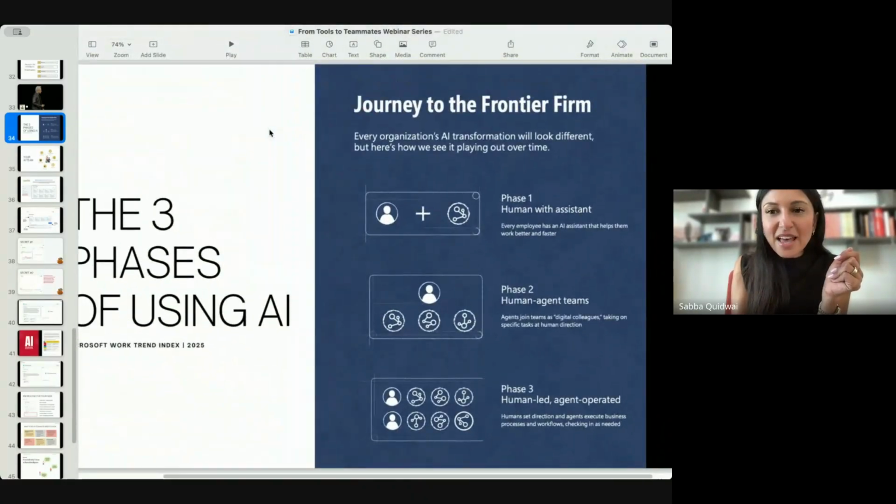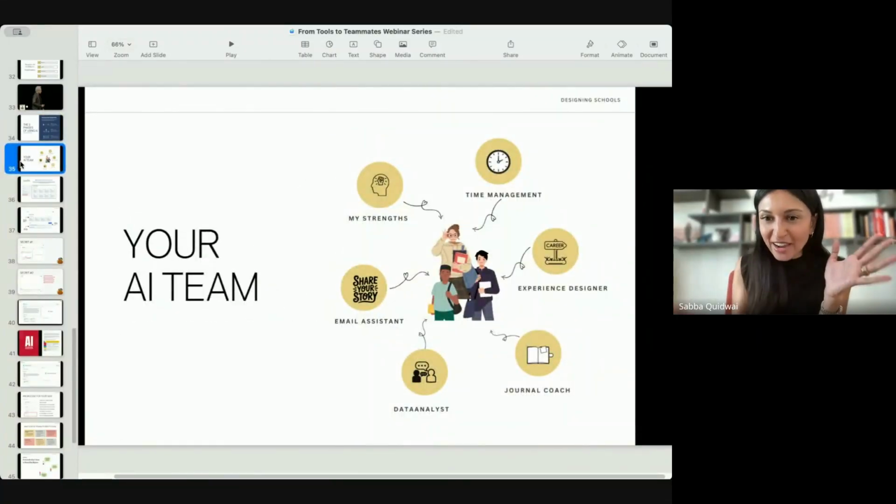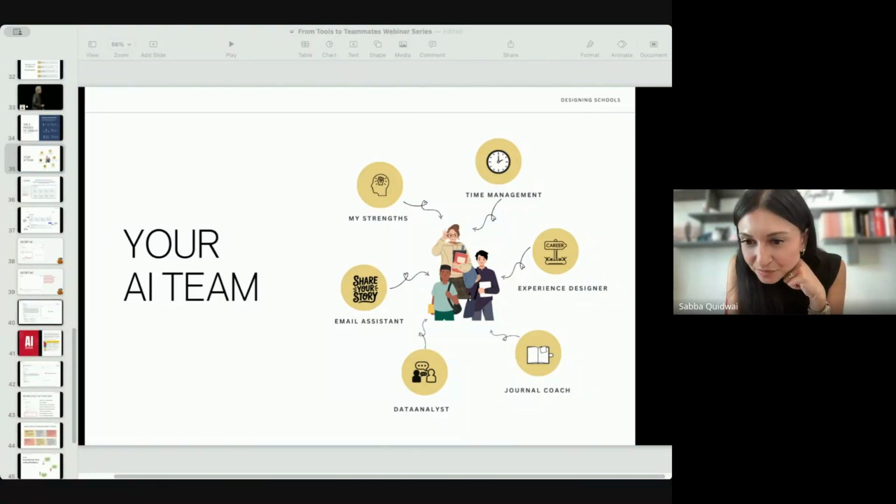So basically, at the end of our third session, what I would like everyone here to have is their AI team. And it will be a little bit of a visual, just like this. You might have a grant writer, a research assistant, all of these different kinds of things that are there.